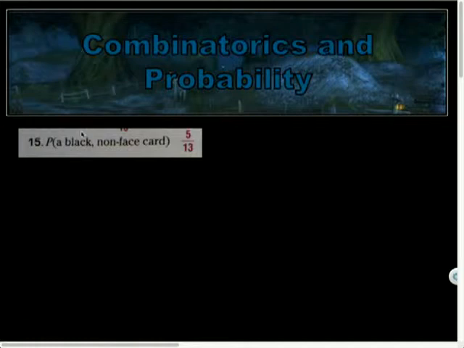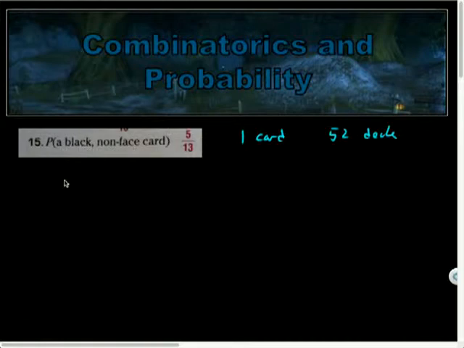And this particular problem, 15, is talking about selecting one card from a standard deck of 52. What is the probability that it is a black non-face card? Black non-face card, so both of those constraints happening at the same time.